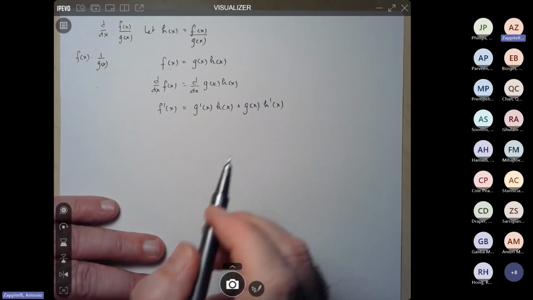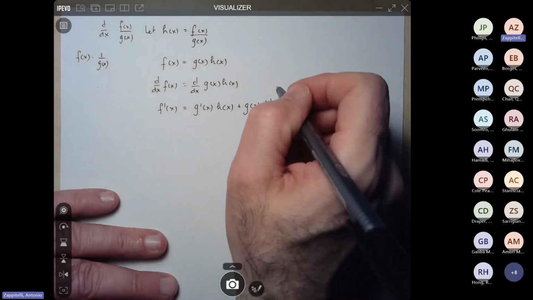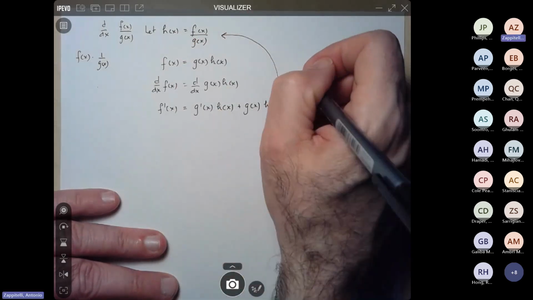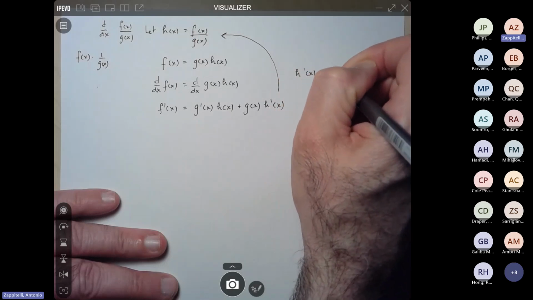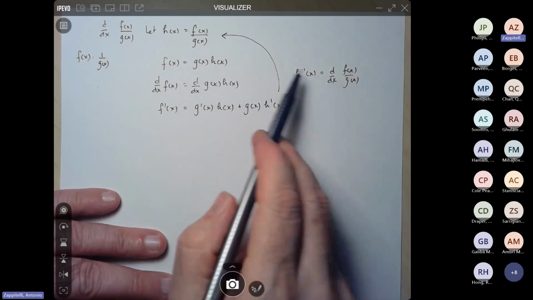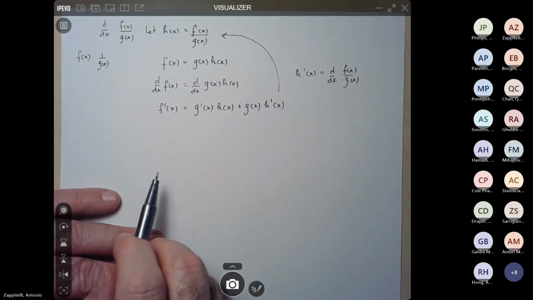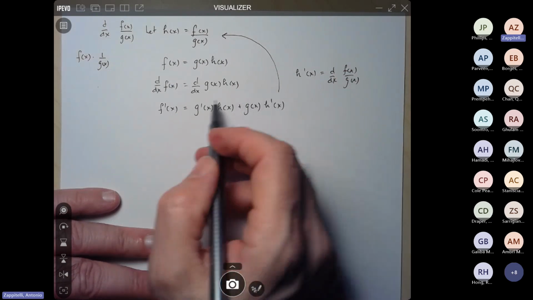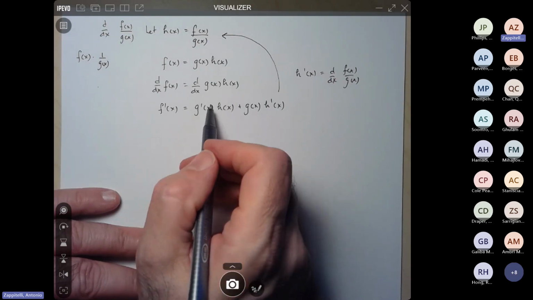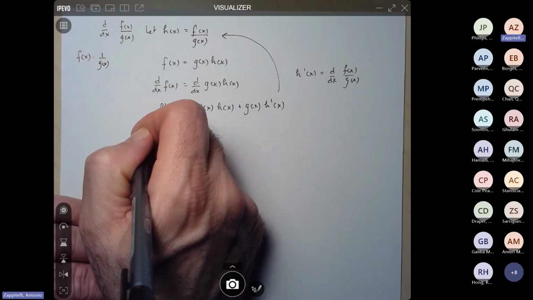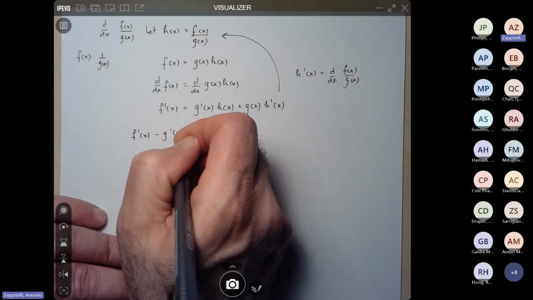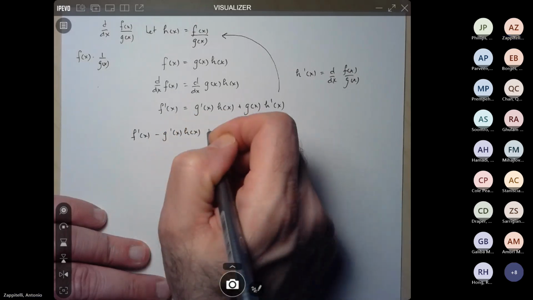But this is where I want you to see that h prime of x is exactly what we're trying to find. H prime of x is just equal to the derivative of f of x over g of x. This is exactly the thing we're looking for. So since the thing we're looking for is in my equation, I'm just going to solve for it. Let's bring this to the other side. So we have f prime of x, and now we're going to subtract g prime of x times h of x.